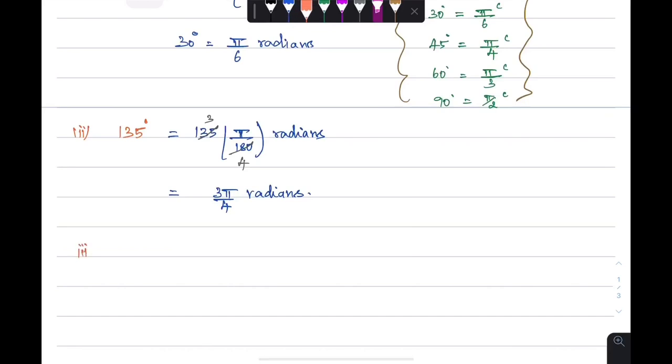So now let's do the third question. It is minus 205 degree, children. So we all know if it is a negative angle, which means you're measuring with respect to clockwise direction. Positive angles are generally measured with anti-clockwise direction. So here minus 205, the same way you can do it, can be converted to radians, like 205 into pi by 180 degree, children.